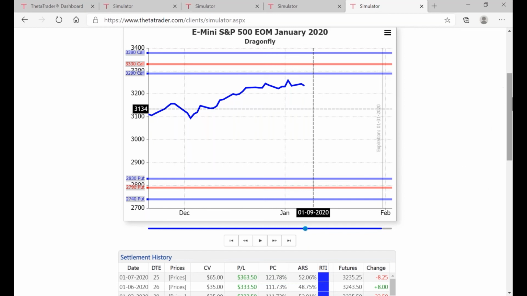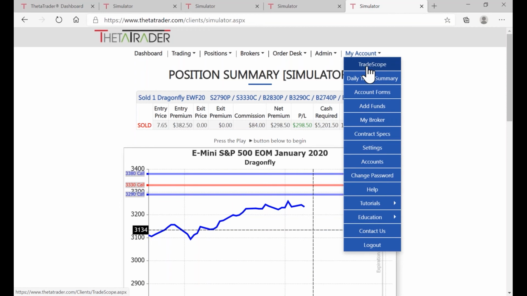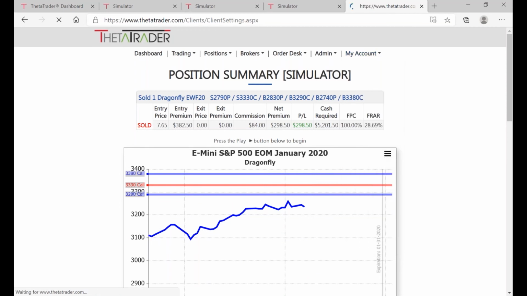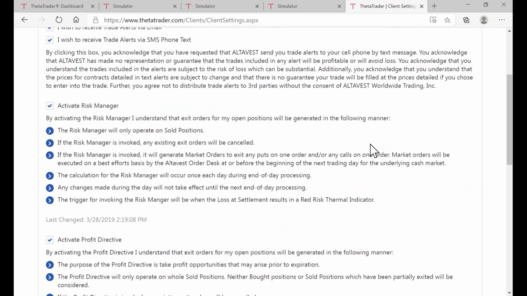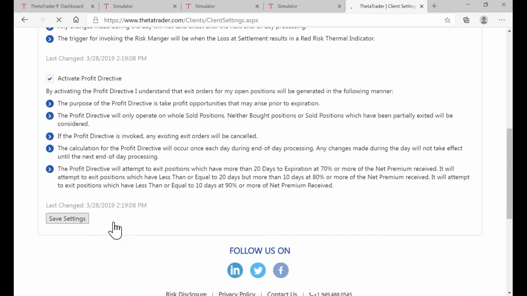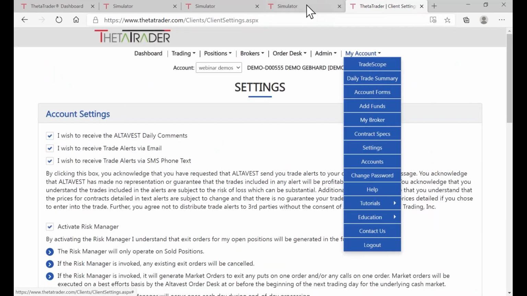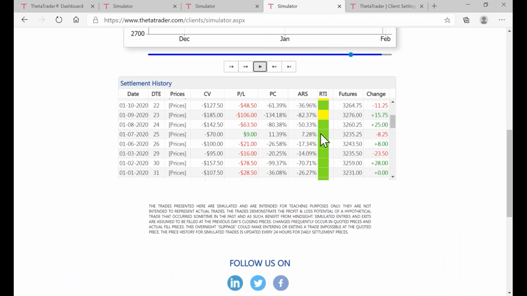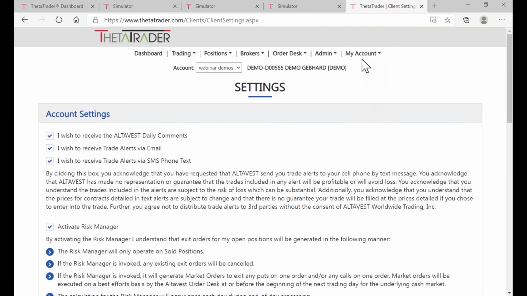Now, let me show you how to automate things. You just go to your settings. You click Activate Risk Manager, activate Profit Directive, go down and save your settings, and that's all you do. And then from that point forward, all of the RTI signals are automated. So if it turns red, you're out. If it turns blue, you're out. And it's just that simple, folks.